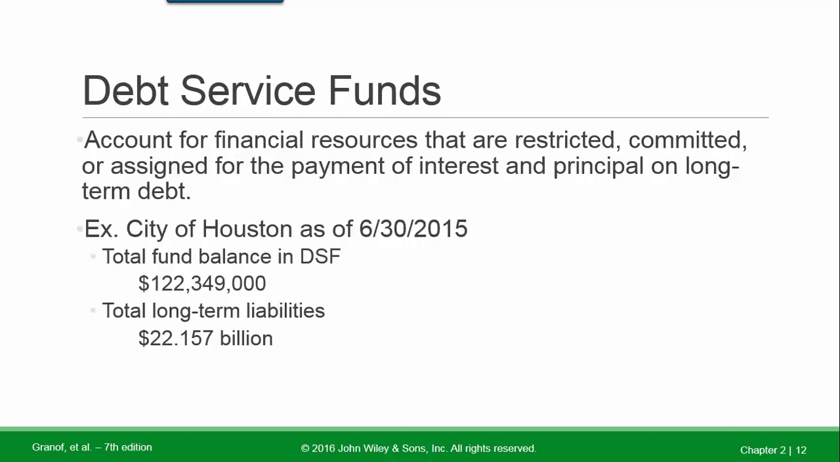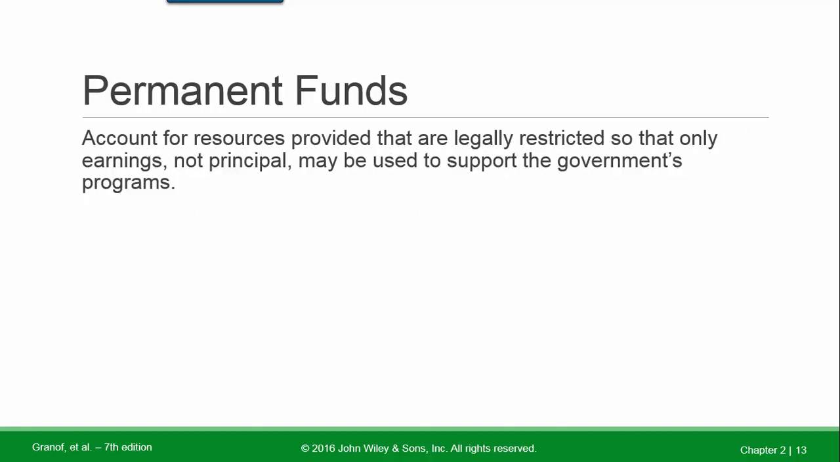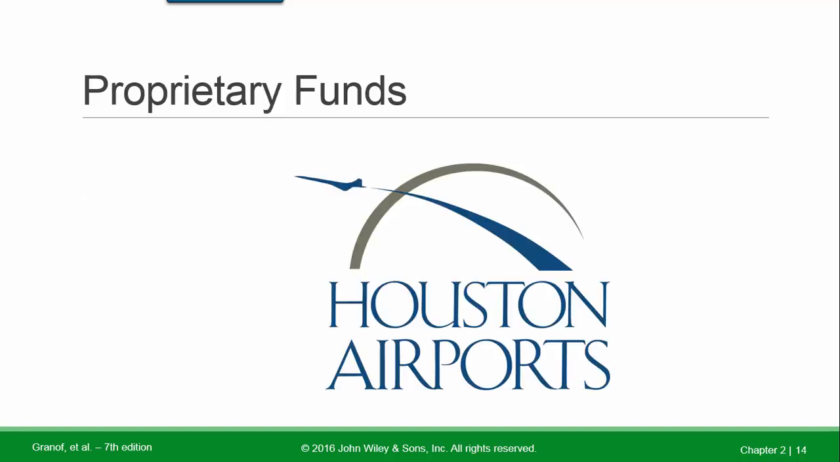Debt service funds account for financial resources that are restricted, committed, or assigned for payment of interest and principal on long-term debt. Permanent funds account for resources provided that are legally restricted so that only the earnings, not the principal, also called corpus, may be used to support the government's programs.